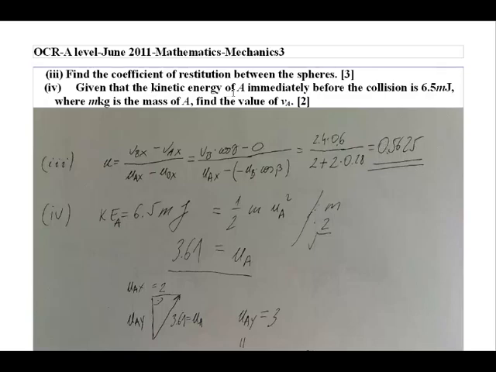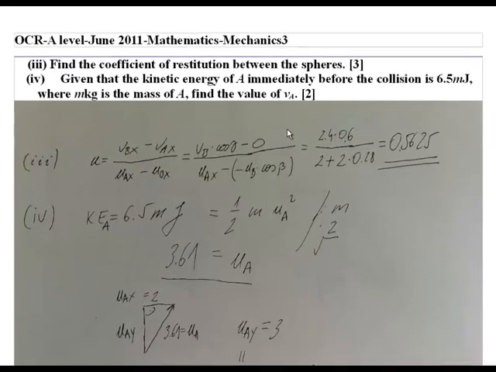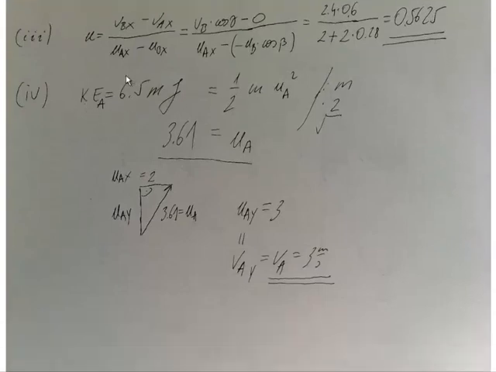Given that the kinetic energy of A immediately before the collision is 6.5 times m joule, where m kilograms is the mass of A, find the value of VA. So this is the kinetic energy of A. We can calculate it from this formula. This is very important: this is not millijoule, it's m mass. We can divide by m, multiply by 2 and take the square root. So we get UA is equal to 3.61.